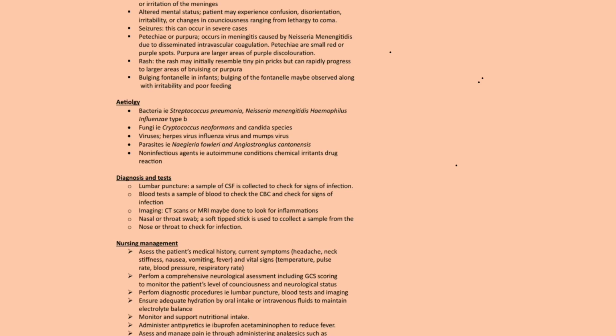Then also, especially in the physical examination, don't forget that this is a condition that's affecting the central nervous system, which mainly comprises the brain and the spinal cord. So you have to assess the neurological status. You have to perform a neurological assessment, including GCS scoring, which is used to check or monitor the level of consciousness in a patient.